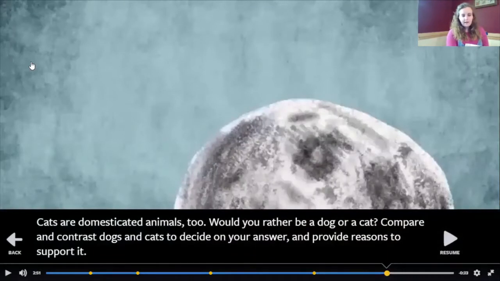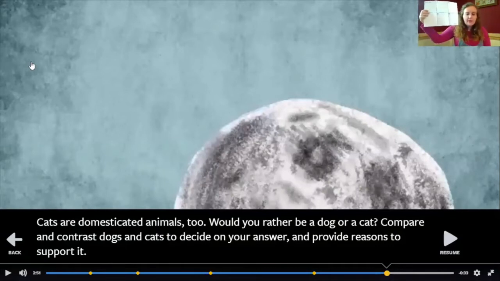All right. For your last box, so in box number 5, you're going to answer this last question. So it says, cats are domesticated animals too. Would you rather be a dog or a cat? Compare and contrast dogs to decide on your answer and provide reasons to support it. So in one sentence in this last box, tell me, would you rather be a cat or a dog and why? Go ahead and pause the video and do that now.